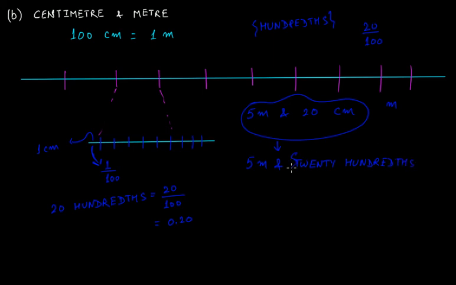And 20 hundredths means what? 20 over 100, right? So this will be 5 plus 20 over 100. This can be written in the form of 5 and 20 over 100 in a mixed fraction, and this will be equal to what? 5 and 0.20 meter.